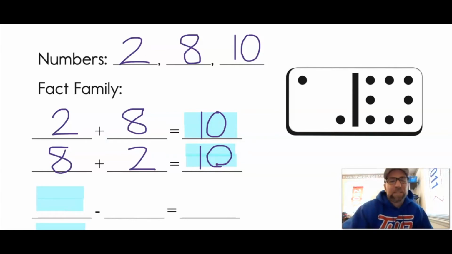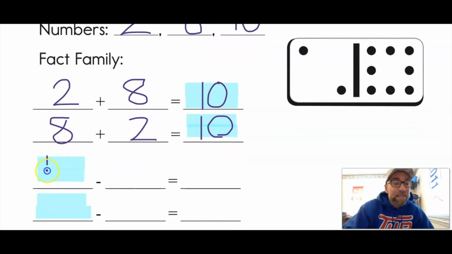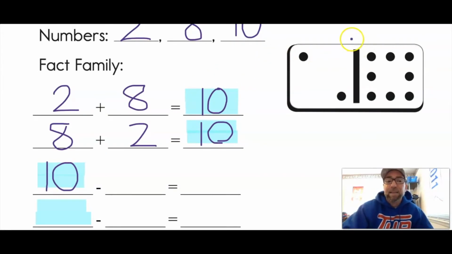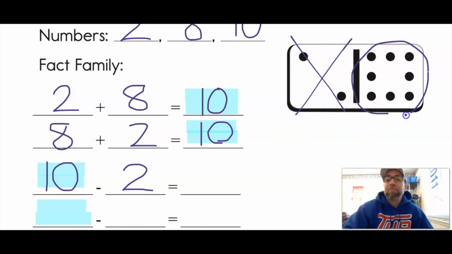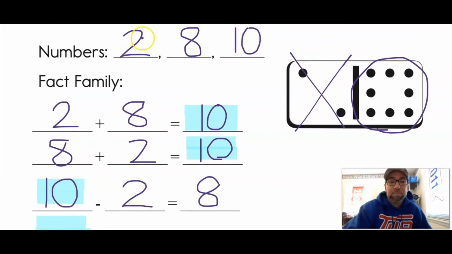Now we have to come up with some subtraction problems using the 2, the 8, and the 10. Well, in subtraction, my biggest number comes first. So the number 10 is going to start my domino, my fact. And then I'm going to take away one of my sides. I'm going to take away the 2 dots. 10 minus the 2. How many are left? 8 dots are left. I used the 10, the 2, and the 8 to make a subtraction problem.